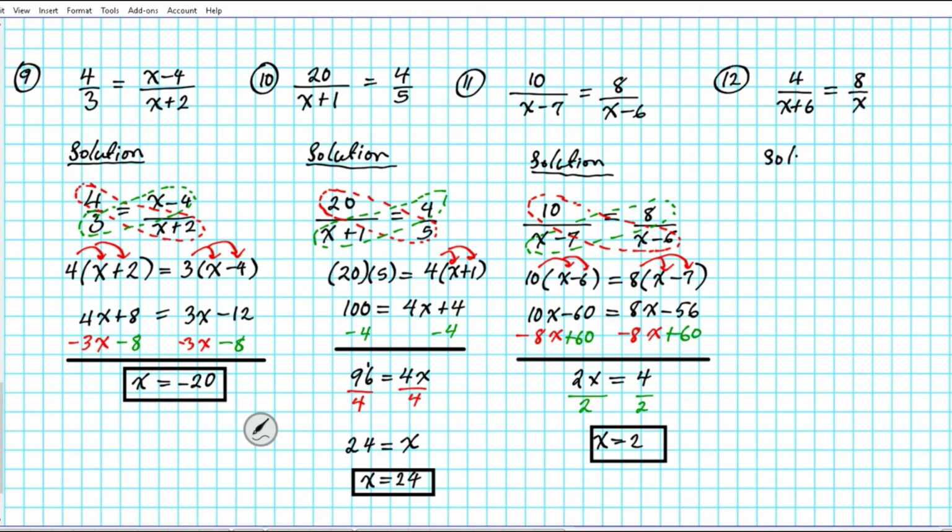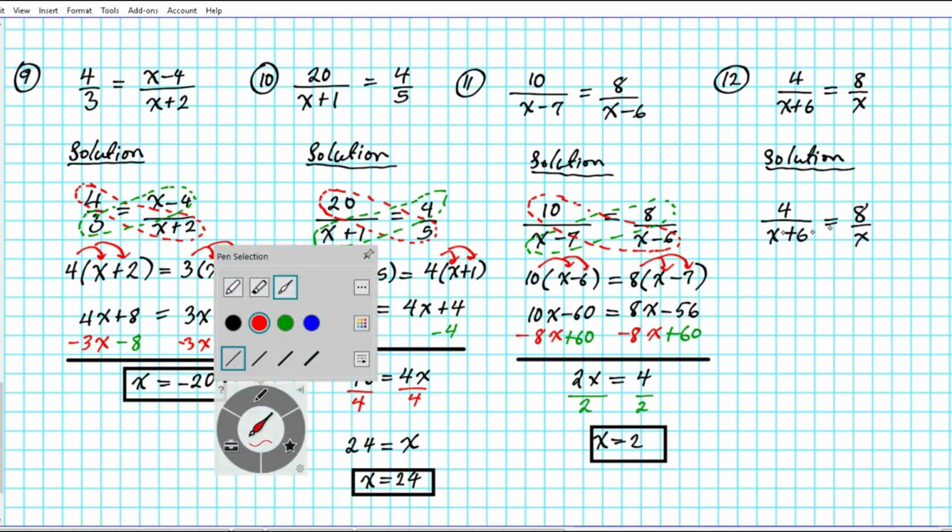Alright, so let's go ahead and do that. So what we're going to do, we're going to start with, let's write the problem, and then we're going to use the star method or cross multiplication to get rid of the denominator components. So we'll multiply 4 by x and multiply 8 by x plus 6. Alright, have a star there.